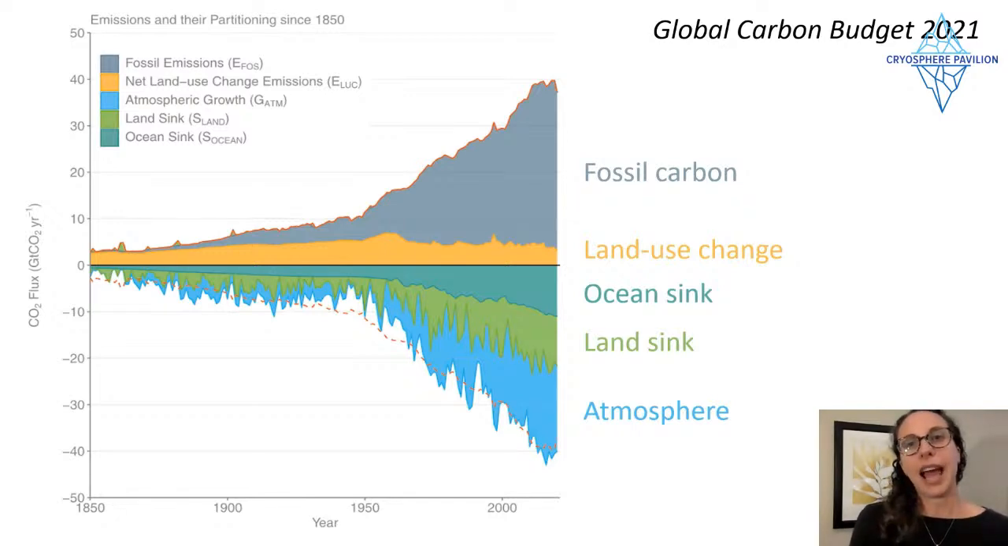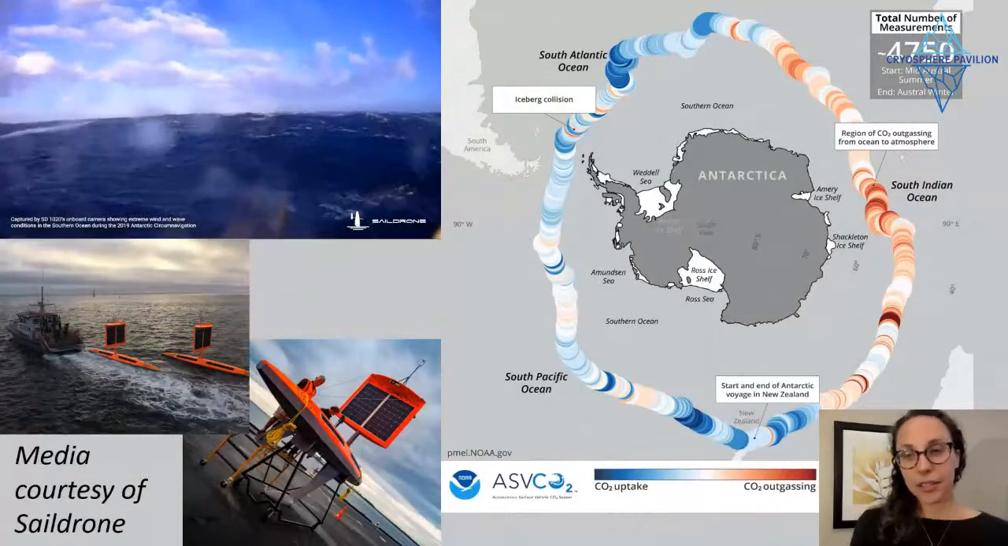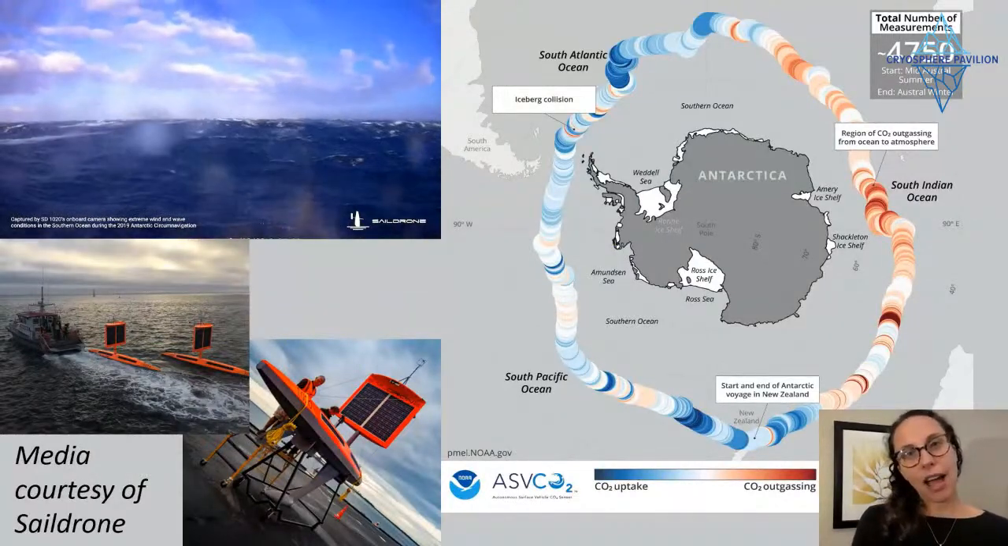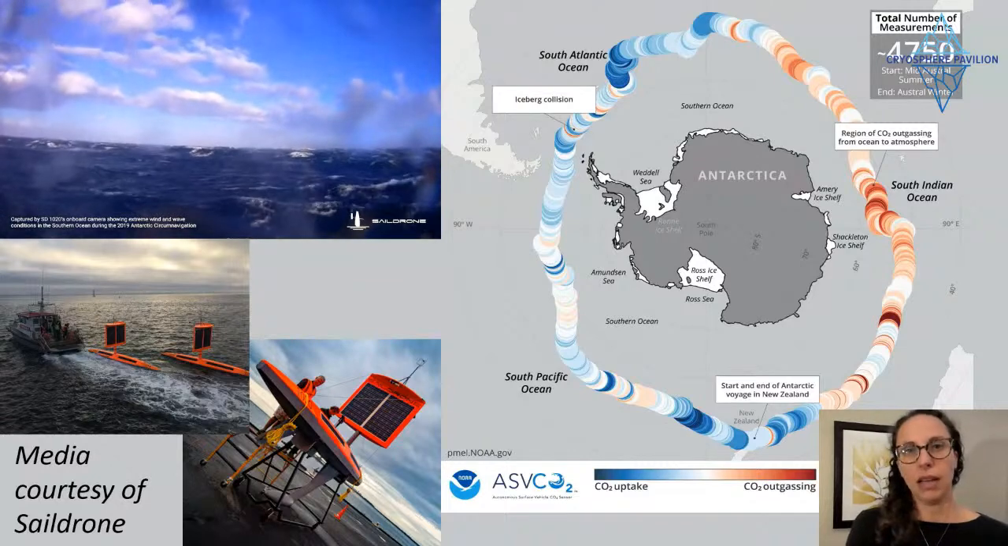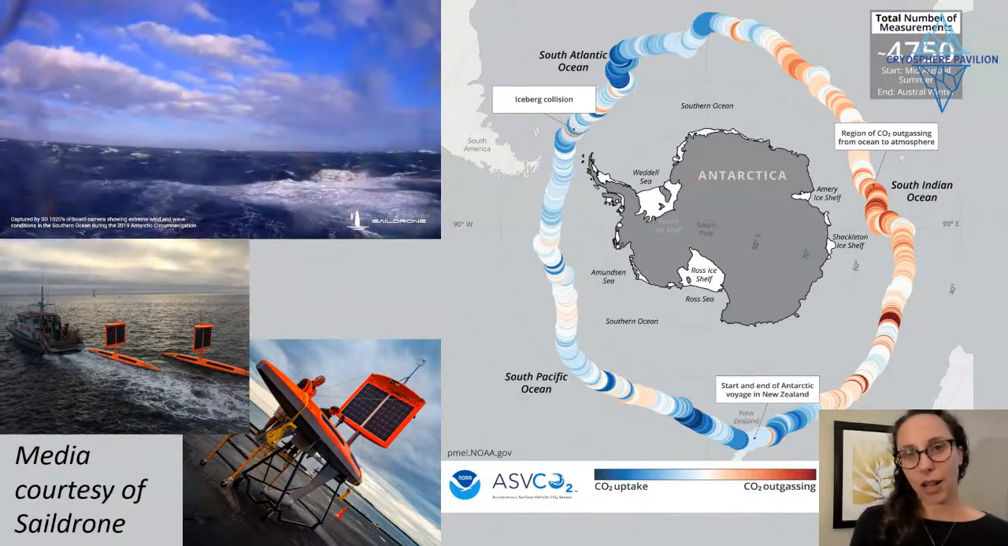The uncertainties we have in the ocean sink also impact our ability to detect whether ocean uptake of CO2 is decreasing over time, which models predict may happen as the ocean becomes warmer, as its carbon chemistry changes, and as ocean circulation changes. But there is good news in that we now have observing technologies to help reduce that uncertainty. And that's where that ocean robot comes in.